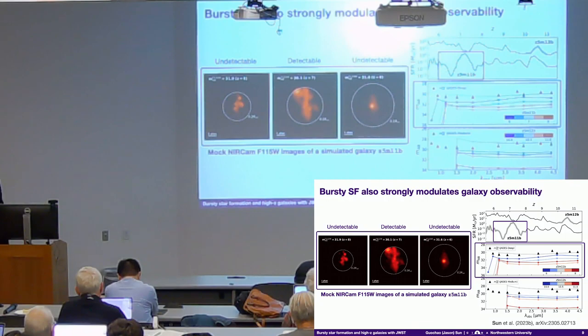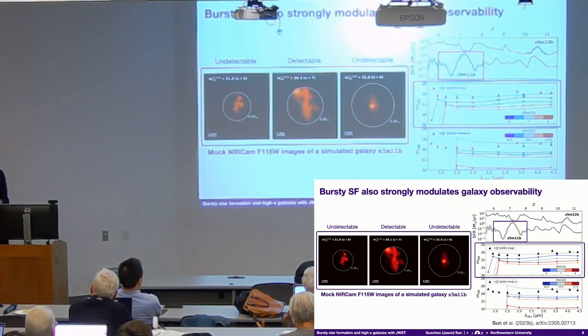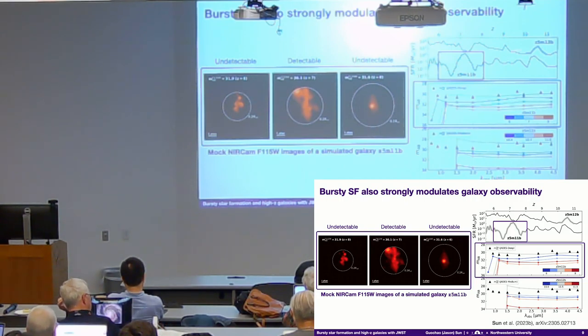The upshot is that for galaxies near the detection limit of a given survey, as the star formation rate of the galaxy fluctuates, it can very easily oscillate in and out of the observable regime. Such an effect is shown in the mock images on the left, from our simulations, for the example galaxy Z5M11b at redshift 8, 7, and 6, respectively. On the right, we show the star formation history and the corresponding redshift evolution of the apparent magnitude in several JWST filters for this example galaxy Z5M11b and also another more massive galaxy, Z5M12b.